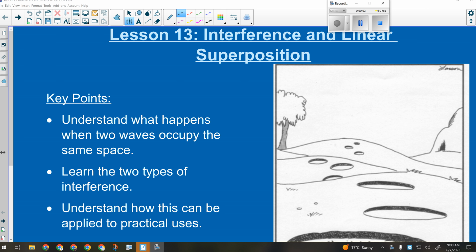Okay, so we're going to talk about interference and the principle of linear superposition, which is a really complicated way of saying what happens when two waves occupy the same space at the same time, which waves can do, but matter cannot. I cannot have two objects occupy the same space at the same time. It's not physically possible. But because waves are energy, they can completely overlap, pass through each other, and occupy the same space at the same time. And there are situations where we can take advantage of that.